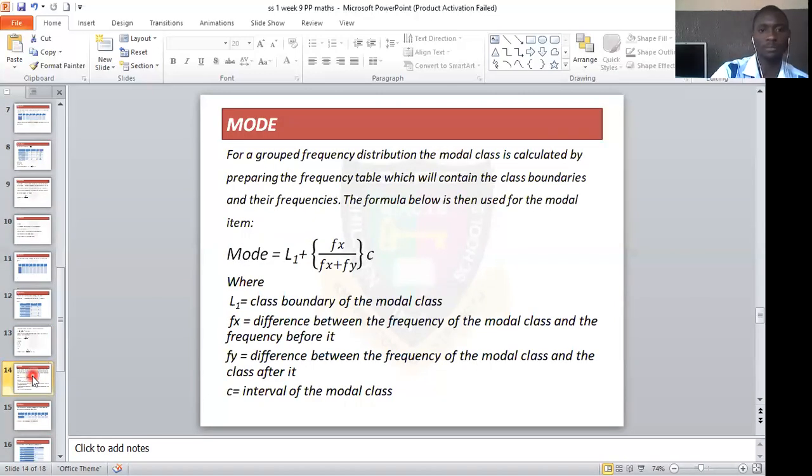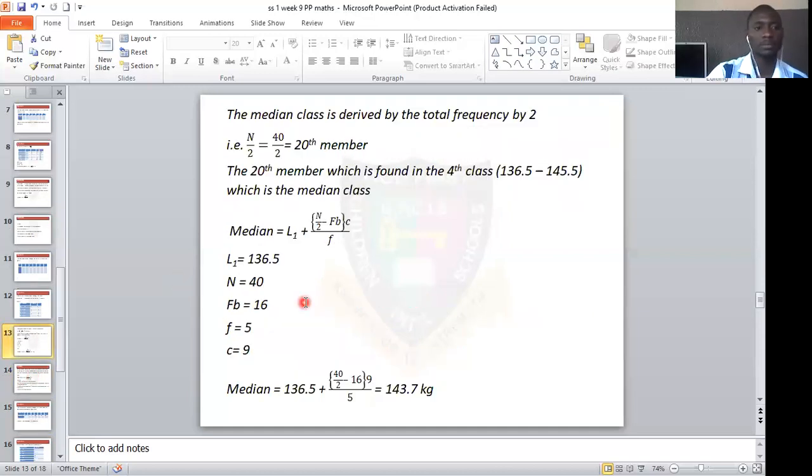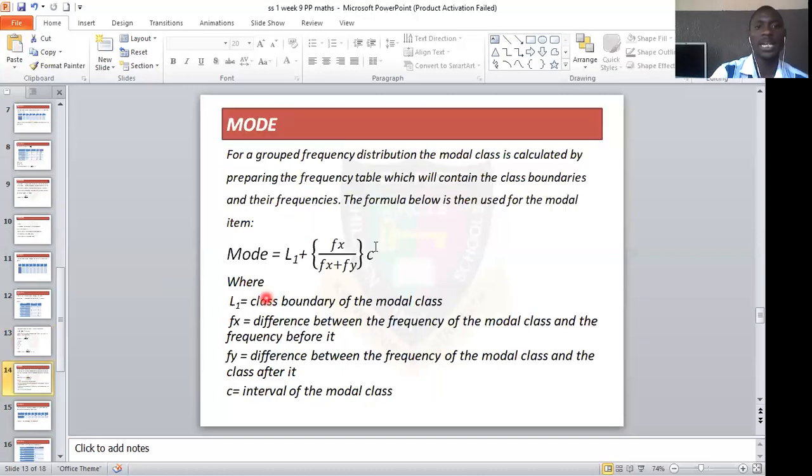So we'll go to the next thing, which is the mode. For a group frequency distribution, the modal class is calculated by preparing the frequency table, which will contain the class boundary and their frequency. The formula below is then used for the modal item. For you to calculate the mode, this is the formula applied to it: L1 plus open bracket Fx over Fx plus Fy, close bracket, times C. So this is one formula for calculating the mode.